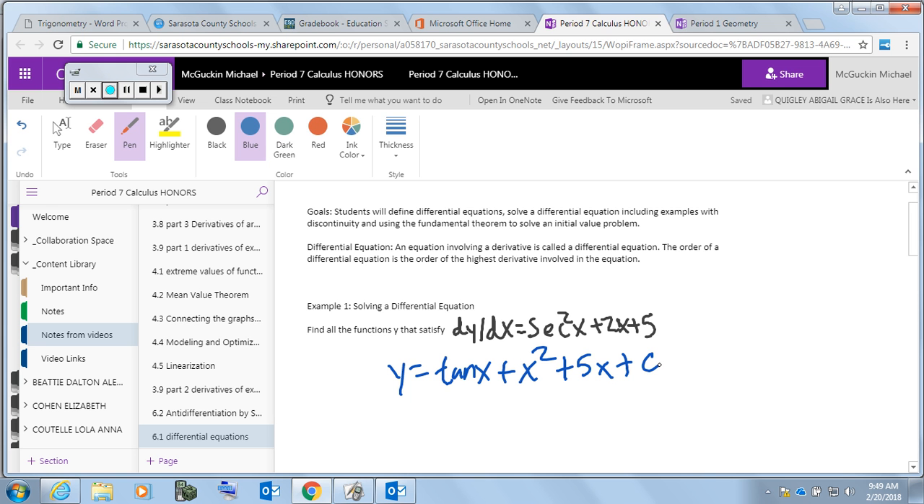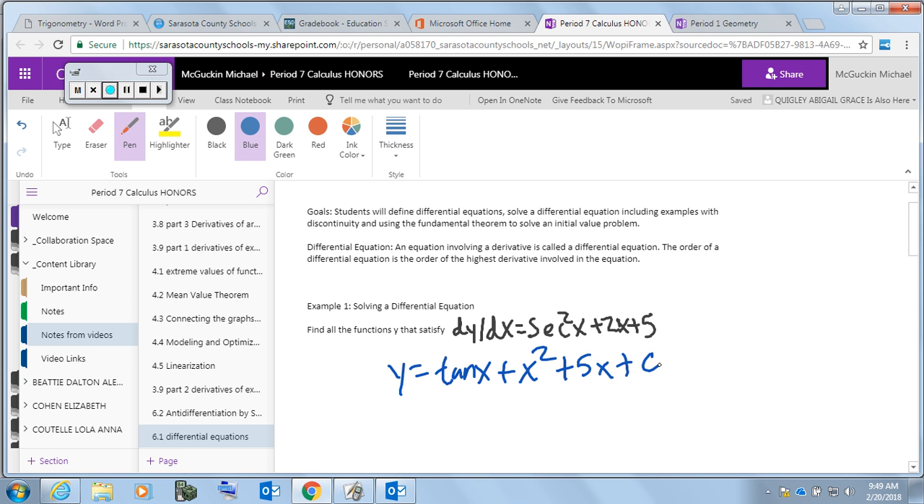Okay, let me say that one more time. This is a general solution to the differential equation. Notice that we can't find a unique solution to a differential equation unless we are given further information. Okay? We can't take it that next step further unless we're given further information.